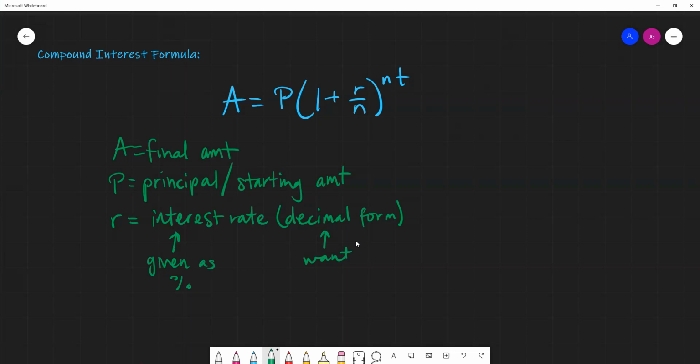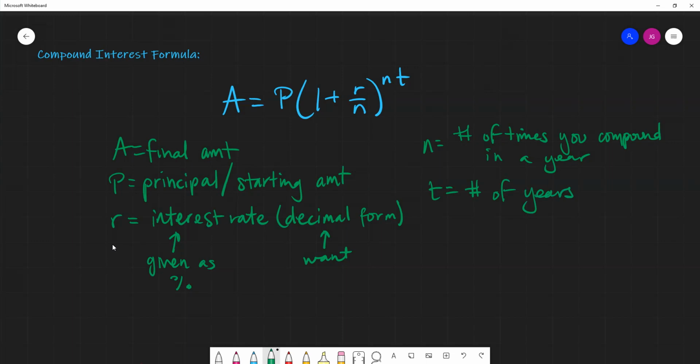N is the most wonky variable out of all of them. It's kind of the weird one. It's kind of long defined. It's the number of times you compound in a year. We'll talk about that in a little bit. And then T is the number of years, okay?